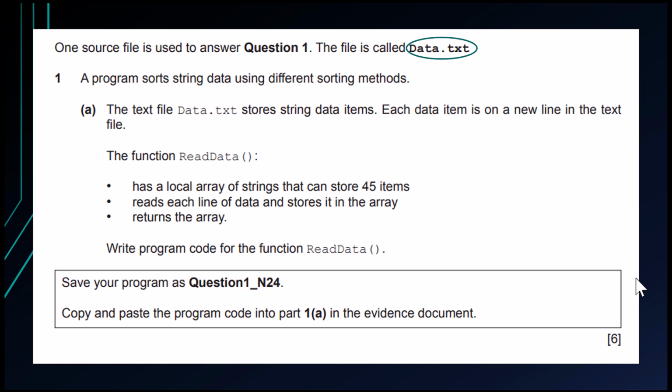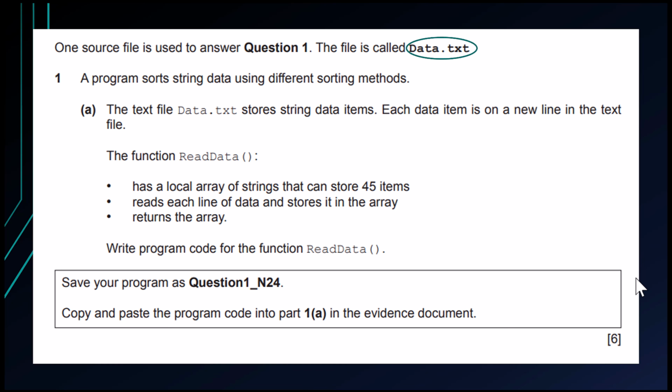A program sorts string data using different sorting methods. The text file data.txt stores string data items. Each data item is on a new line in the text file. So we know that each item that we need to take in from that file is going to be on its own line. That makes it a lot easier to work with.